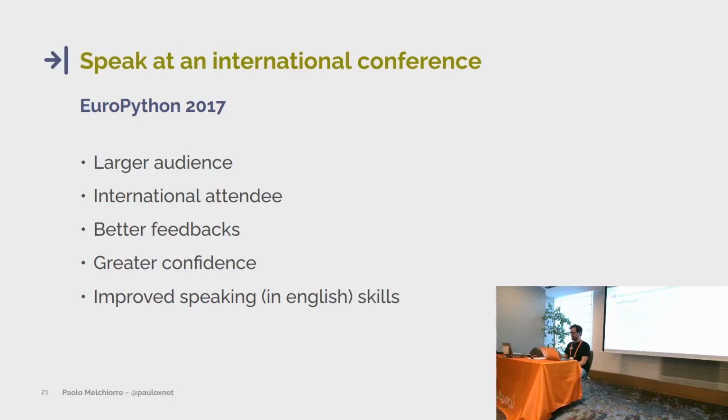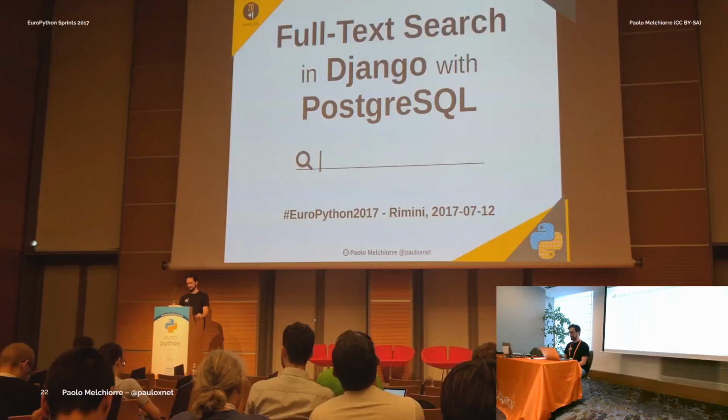But then I realized that the audience was way bigger and the participants were international, and I got better feedback from the audience. I also received requests to give my talk at other conferences. This is the photo of my talk at EuroPython 2017. I was forced far outside my comfort zone, but the growth was better than before. And from then on I continued proposing talks in English at other conferences.